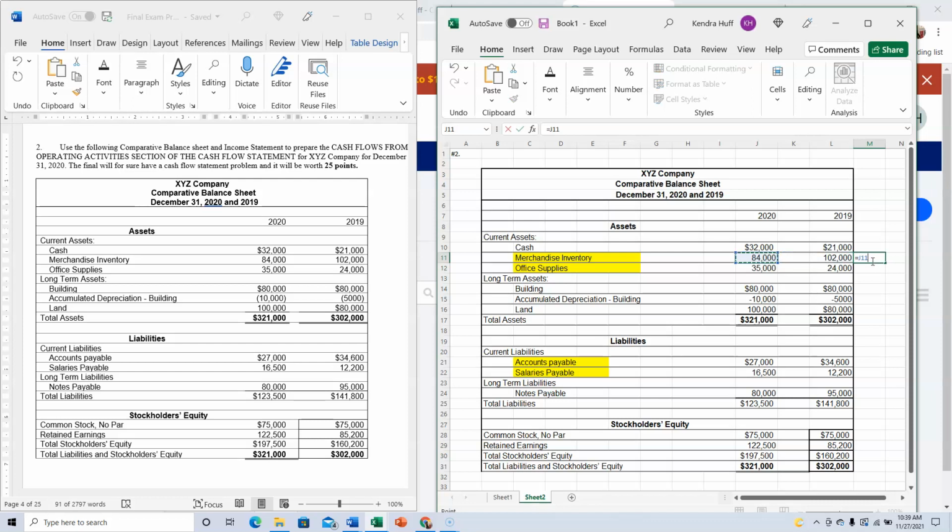So I'm going to say equal this year minus last year. And our inventory went down by 18,000. Office supplies, this year minus last year. Office supplies went up. For the liabilities, last year minus this year. Accounts payable went down. And salaries payable went up.